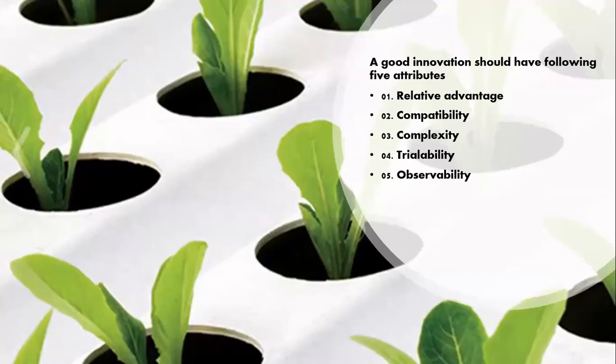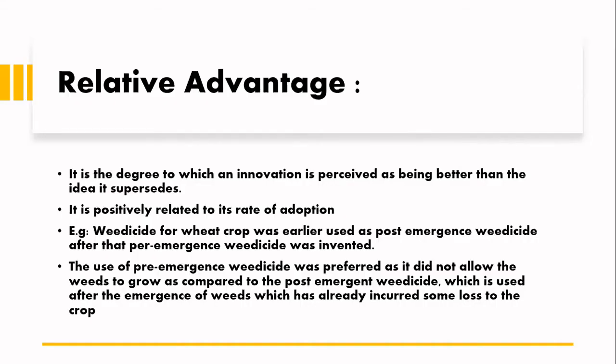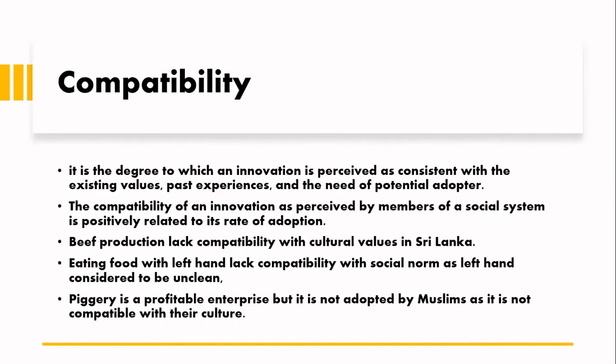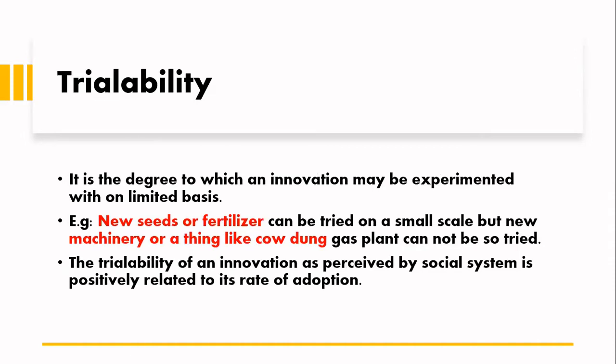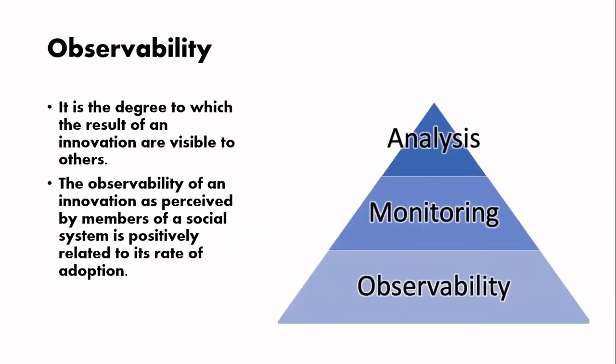Now you know what the qualities of innovations are. These are the five qualities: relative advantage, that means it has a comparative advantage over the existing or previous one; compatibility, that the innovation should be compatible with the values, past experience, and needs of potential adopters; complexity, it should be a little simple as well as a little complex, easy to understand for the users; trialability, the ability to trial; and observability. So the social system should easily observe the results of the innovations.